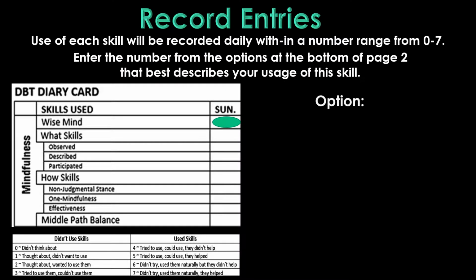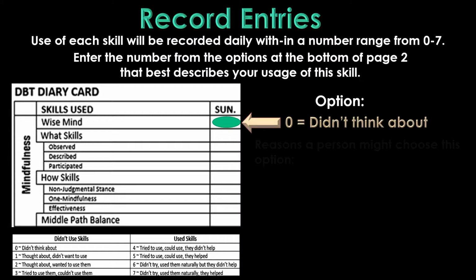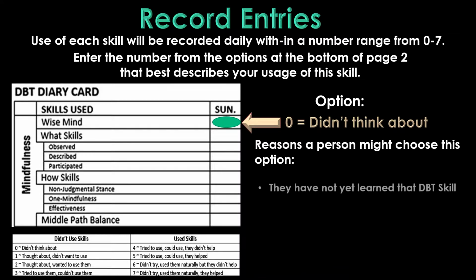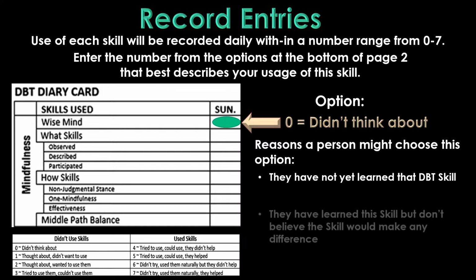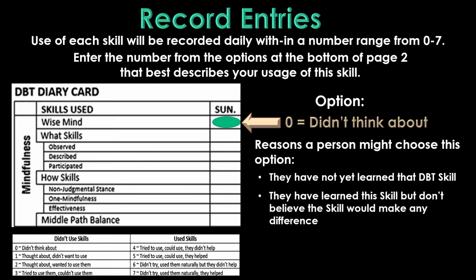Now let's examine what each of these options mean, starting with 0, which means you didn't think about it. Some reasons a person might choose this option: they have not yet learned the DBT skill, or they have learned the skill, but don't believe the skill would make any difference.